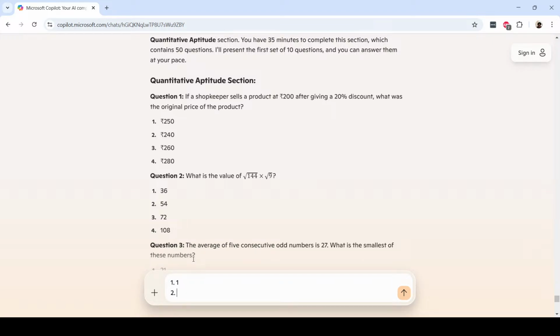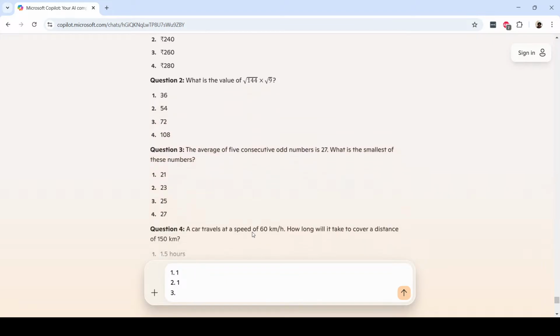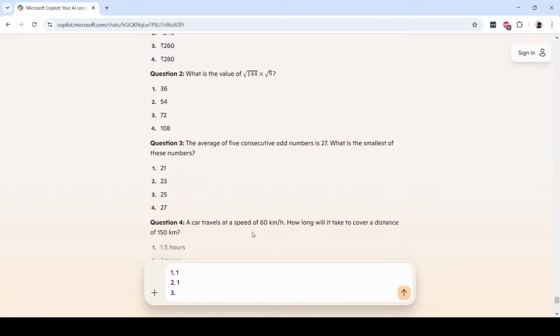What is the value of square root of 144 into 3? It is 12 into 3, which is 36. The average of 5 consecutive odd numbers is 27. See, the average of 5 consecutive odd numbers is 27, so 27 is the middle number, and the smallest of these numbers is 23.